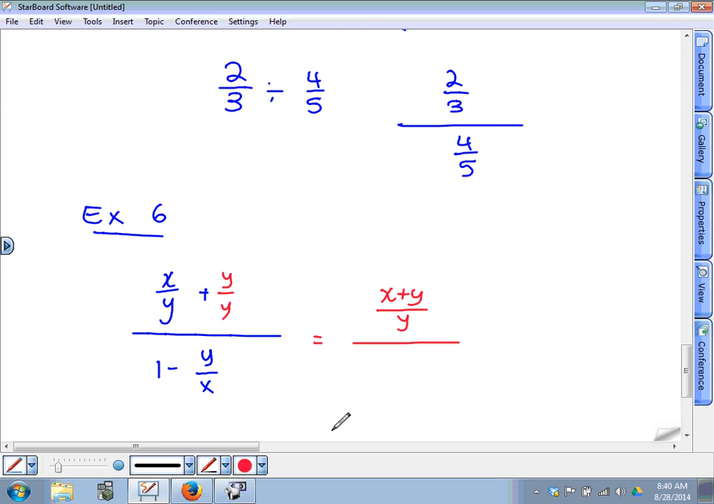Same type of thing could be applied in the denominator. We have a 1 right here, so just change that into x over x. And combine that into one fraction. That's going to be x minus y over x.